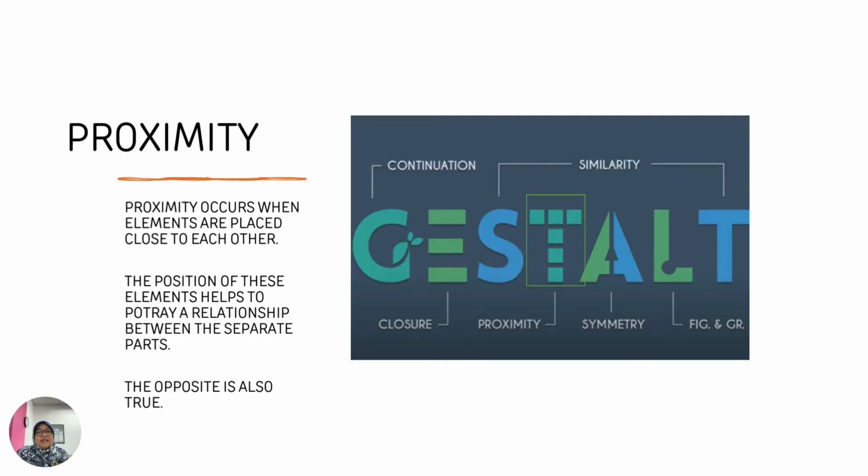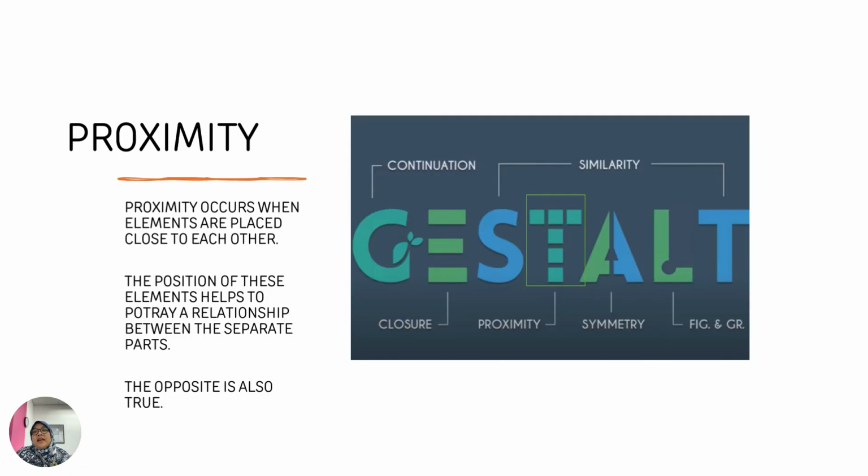So the next Gestalt Theory principle is proximity. Proximity occurs when elements are placed close to each other. In this example, the letter T, the blocks or the squares are placed close to each other, making it seem like the letter T.